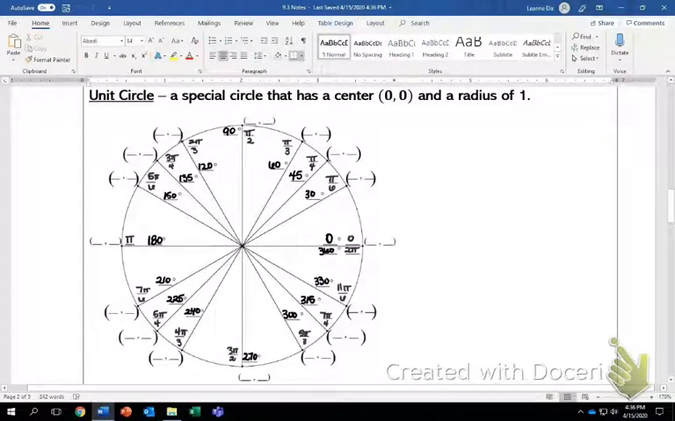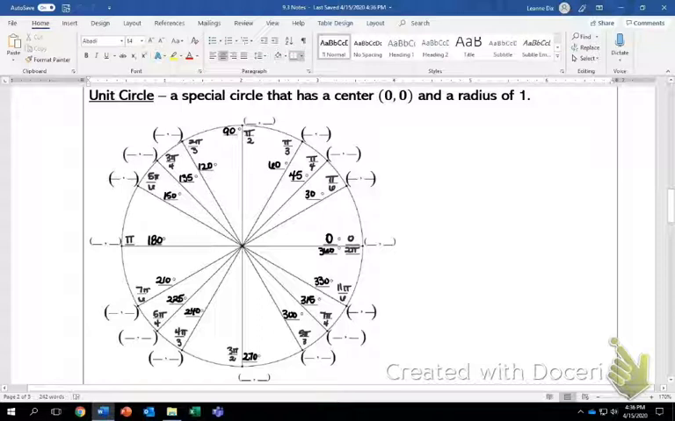Here is the unit circle. It's a special circle that has a center at 0, 0 and a radius of 1. So it's everything we've been talking about, but now we're just talking about when there is just a radius of 1. In the previous examples, our radius could have been 5, it could have been 17, could have been 13, could have been 3 times square root of 2, whatever it was. But this is only for when the radius is 1.